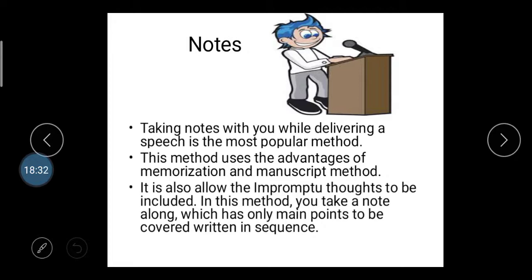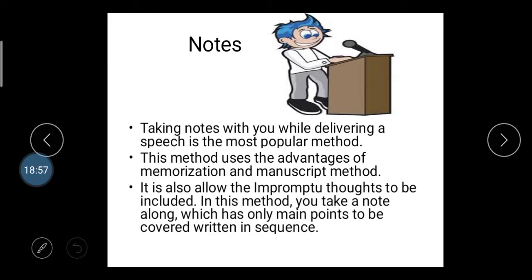Here you may ask: what is the difference between the note method and the manuscript method? In the manuscript method you have to write the overall script point to point. In the note method you do not write your oral speech point to point, but you write the main points for whatever you speak to the public. So the note method is different from the manuscript method.